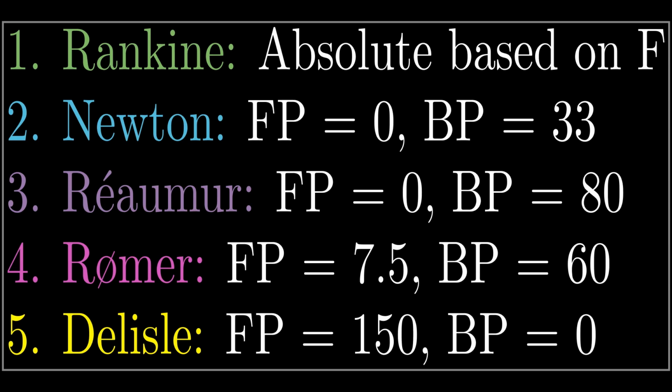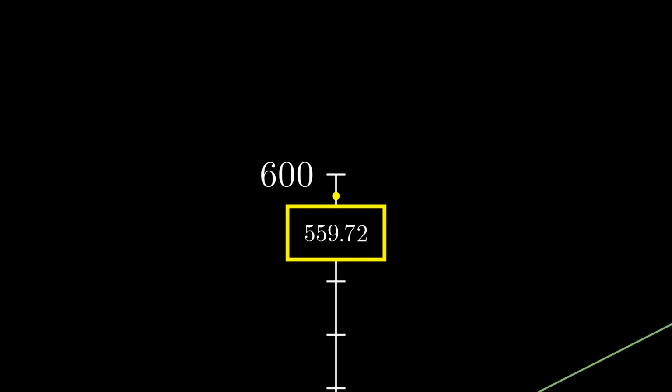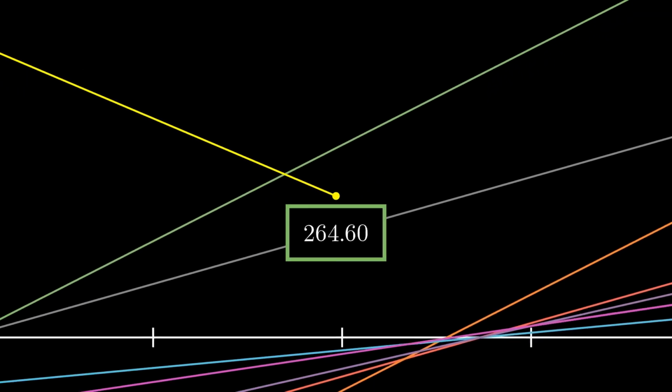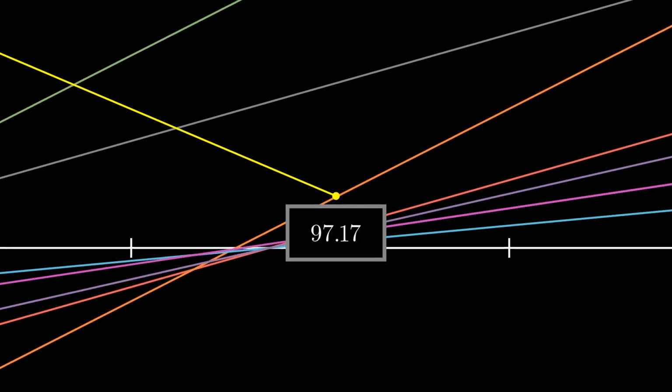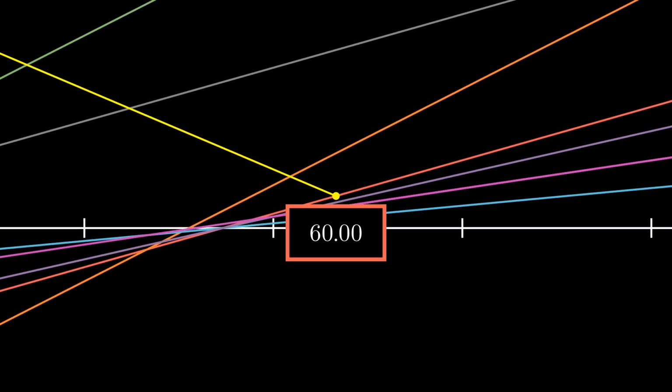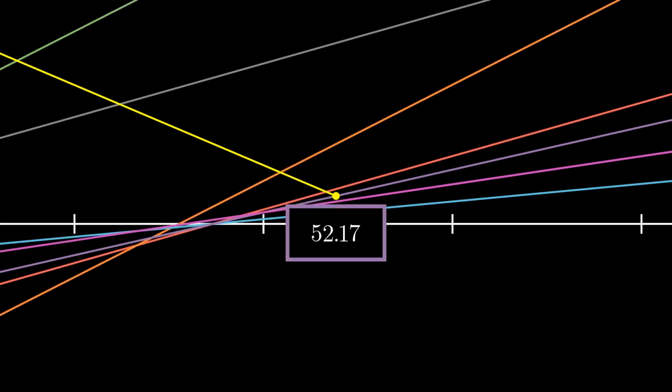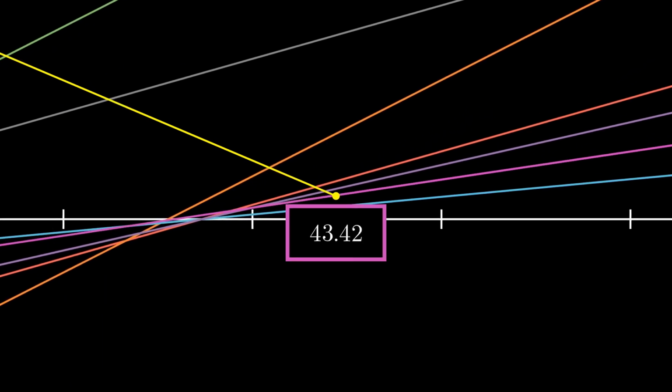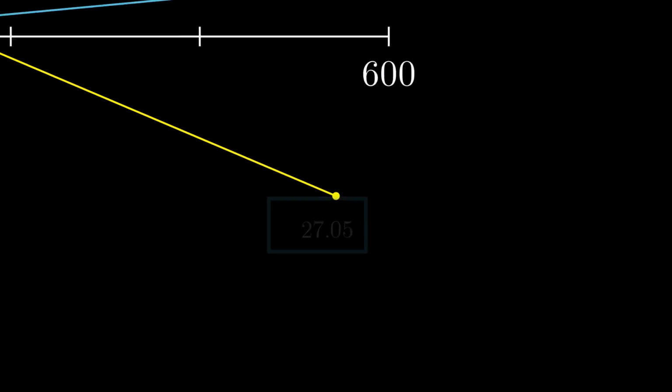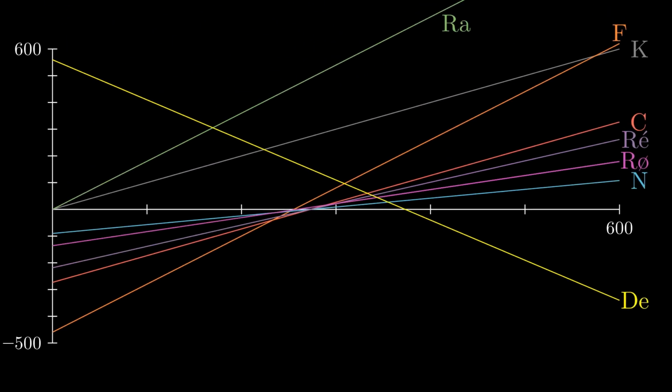Nevertheless, we have enough information to add Delisle to our graph, and this unique unit has a minimum temperature value of approximately positive 559. We find Delisle equivalent to Rankine at 305, Kelvin at 223, Fahrenheit at 96, Celsius at 60, Réaumur at 52, Rømer at 44, and finally Newton at 27. That's right, the only temperature unit that has not only mathematical, but physically attainable equivalents to all other units is the Delisle.